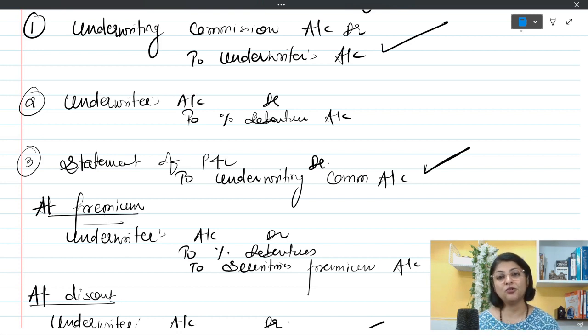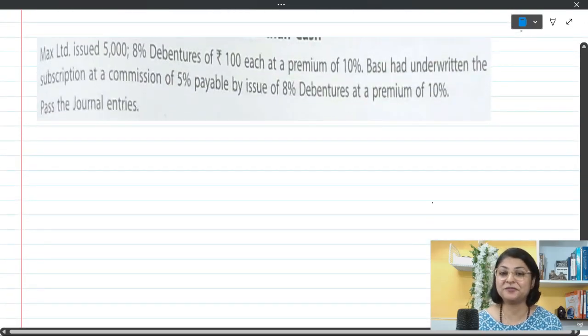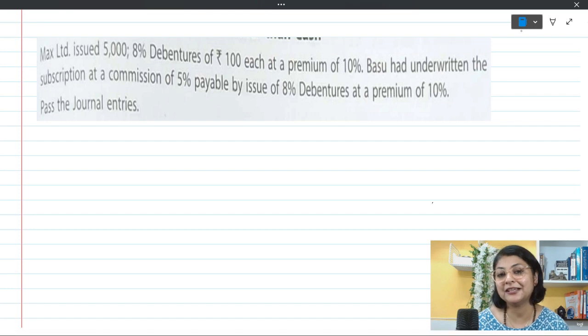In case no information is given to you, then always take statement of profit and loss for writing off such expenses. In case the debentures are issued at discount, then you will have to write off discount on issue of debentures account as well, in addition to writing off underwriting commission. Now, let's see one question which is based on this concept only. With the help of this practical problem, we will understand everything more clearly, and it will be a quick recap for all those students who could not revise the previous video.